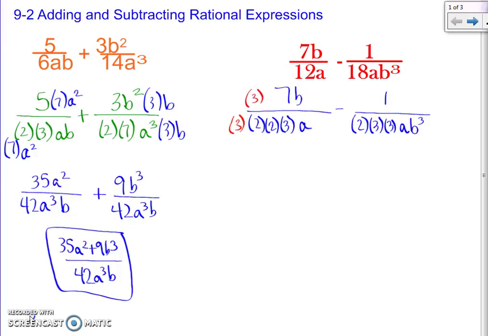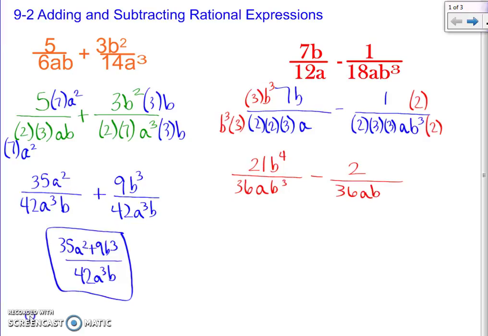And it looks like it's missing some b's. And the one on the right is missing what? Just a 2. Okay, now the denominators have all the same numbers and letters, and we can rewrite them. So on the top here, we've got 21, b to the 4th. And then the common denominator here is 36ab cubed.